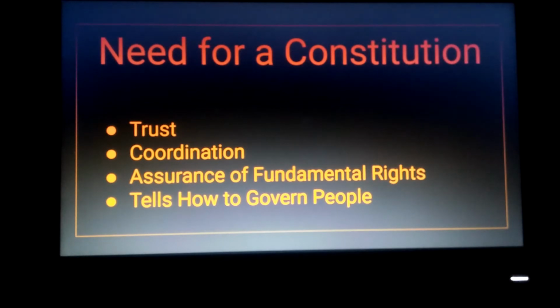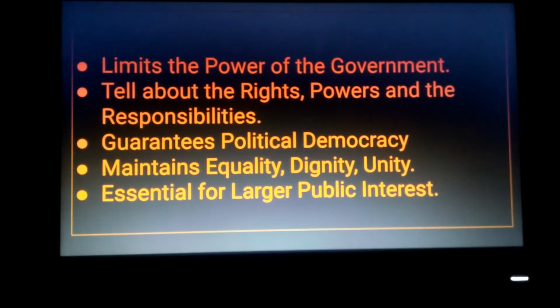that it establishes trust, coordination, assurance of fundamental rights among its citizens, and it also tells how to govern people by the government. It even limits the power of the government. It means it stops the government from exploiting its people, and it even tells about the rights, powers, and responsibilities of the people as well as of the government.